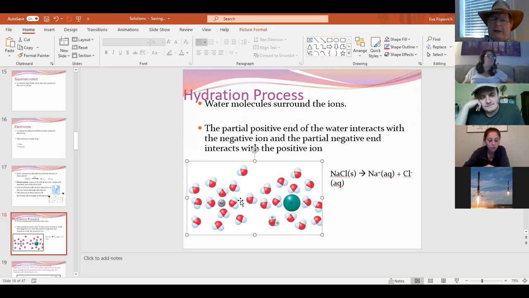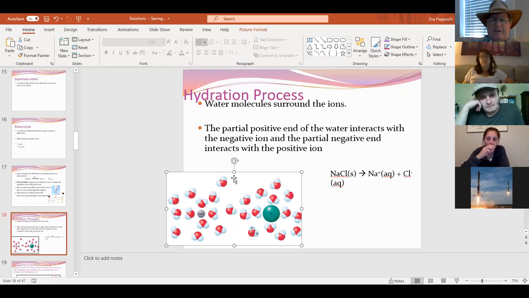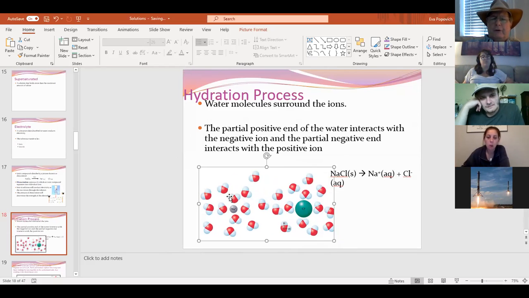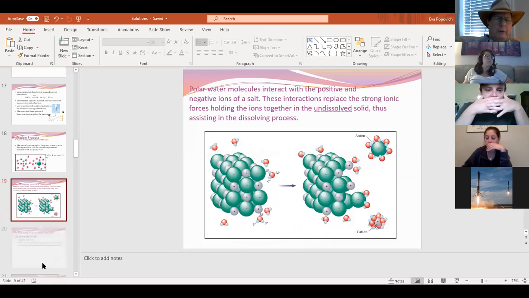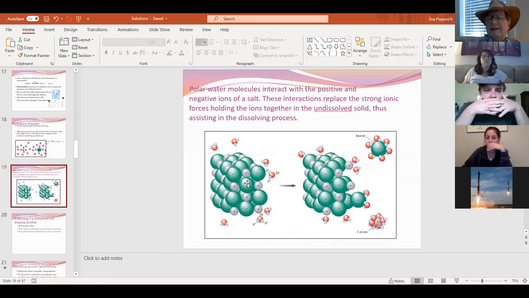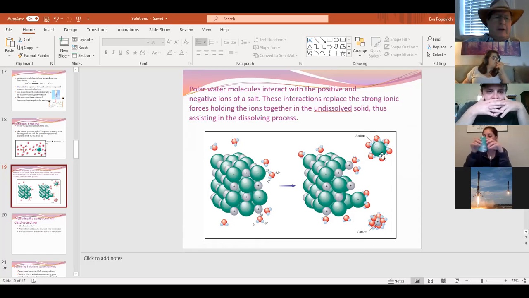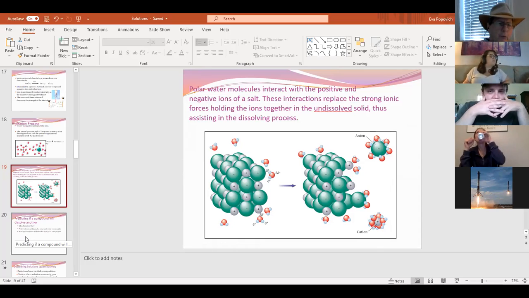Now, what happens when we get sodium chloride? Well, all of the negative ends of the water, all the oxygen ends, surround the sodium and separate it away from the chlorine. Similarly, the waters with the positive ends surround all the chlorines, separating them from the sodium. So the waters literally erode the crystals away. And so the waters completely surround the ions, separating them from one another. And that's basically how electrolytes work.